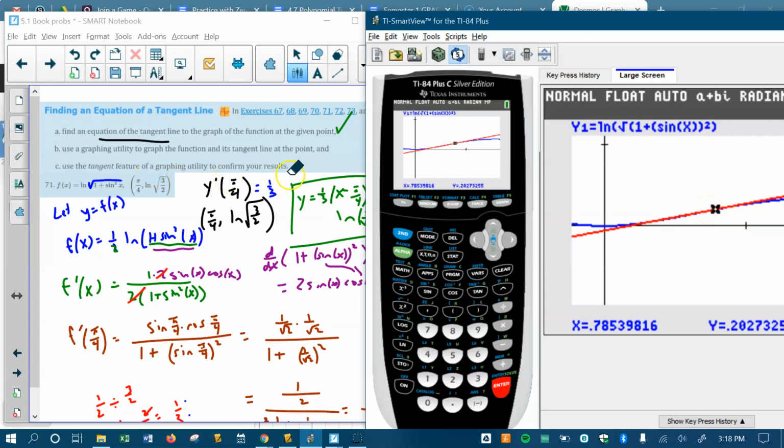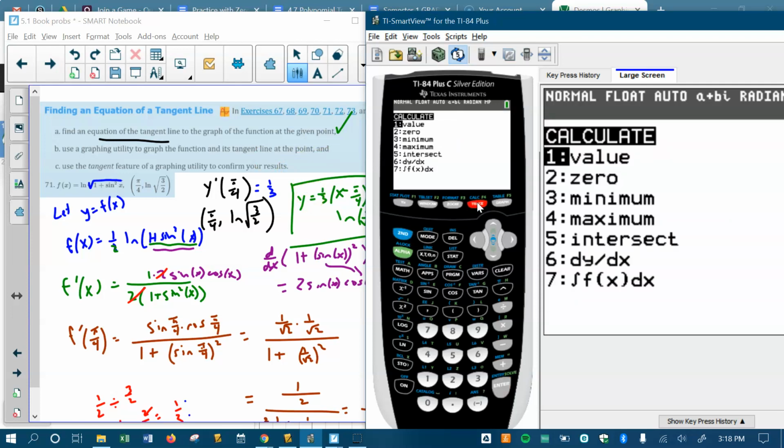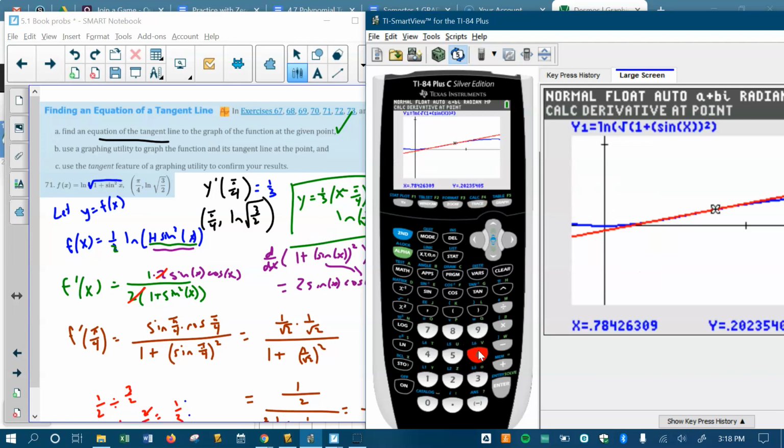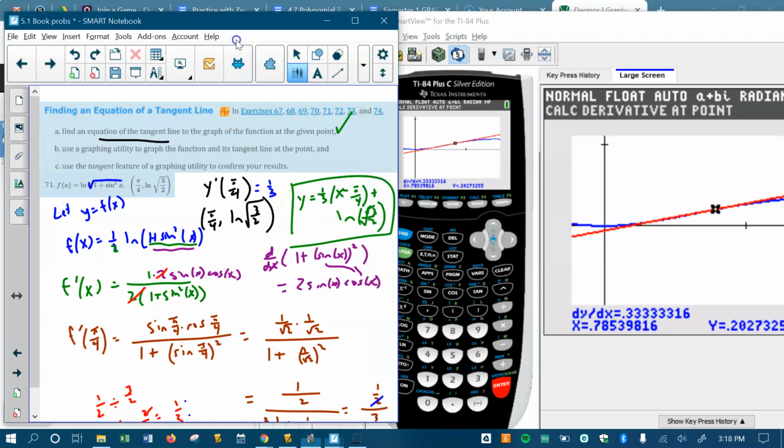It says use the tangent feature of a graphing utility to confirm your results. So let's do that. We got second and calc. And let's do 6, because that's the derivative one. And let's type in pi over 4. So second pi divided by 4 equals, and right here tells you that this is going to be 0.33333, which is 1/3. So we're good. That's 71, guys.